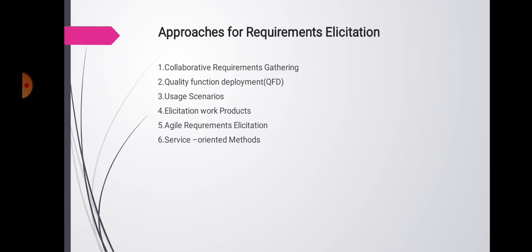Then fourth is the elicitation work product. The work product produced as a consequence of requirement elicitation will vary depending on the size of the system or the size of the product to be built.